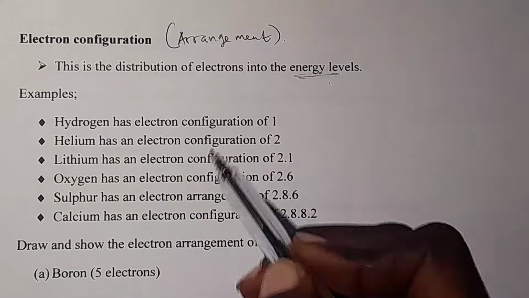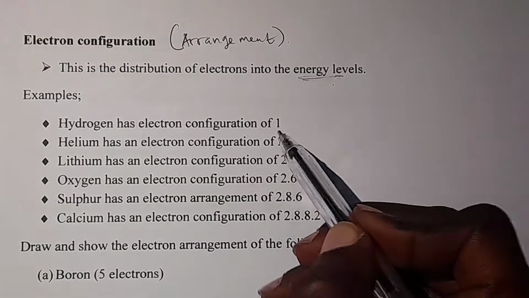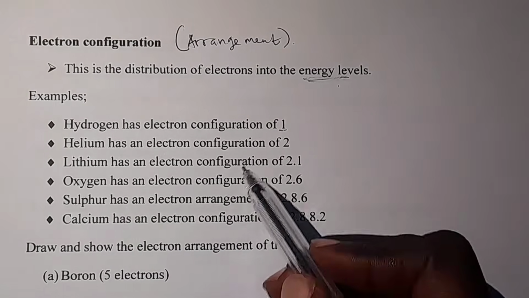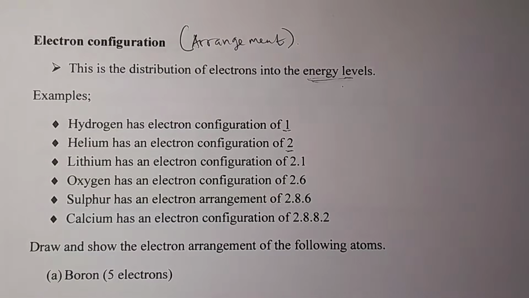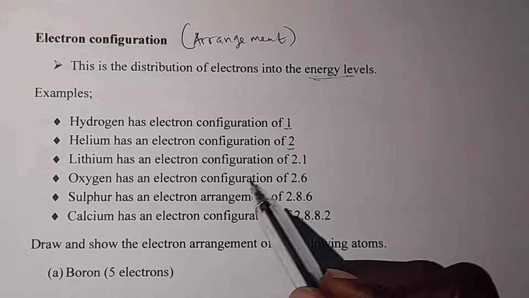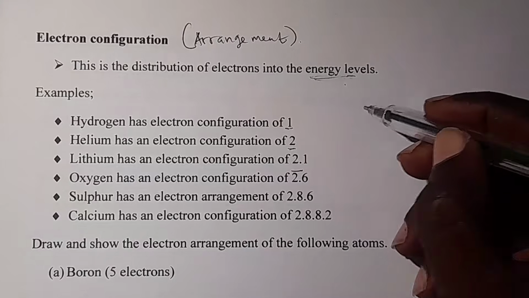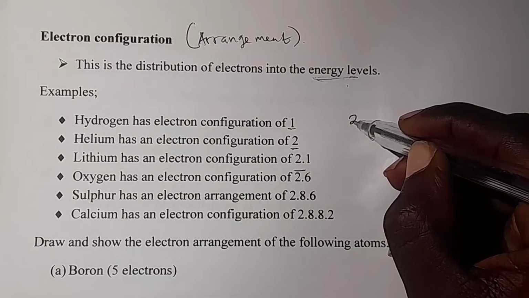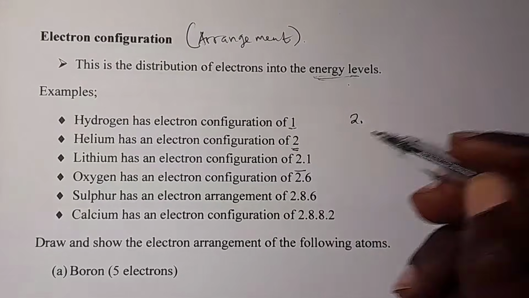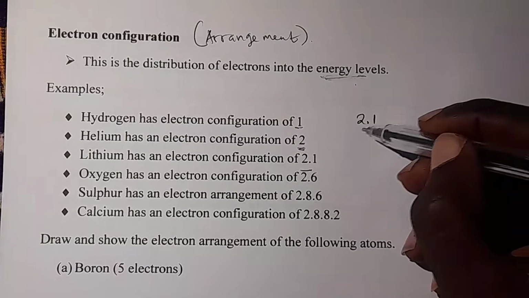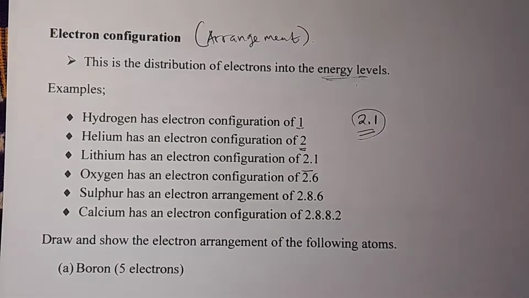Hydrogen has 1 electron, so its electronic configuration is 1. Helium has 2 electrons, hence its electron configuration is 2. Lithium is number 3, so its electron configuration will be 2 1, because the first energy level carries a maximum of 2. It has 3 electrons, so the other electron has to go to the second energy level. In total, you have 3 electrons.